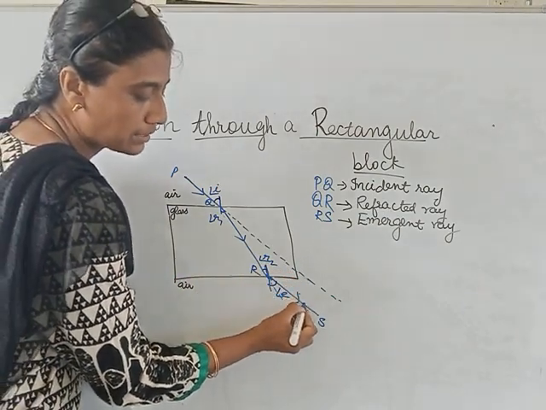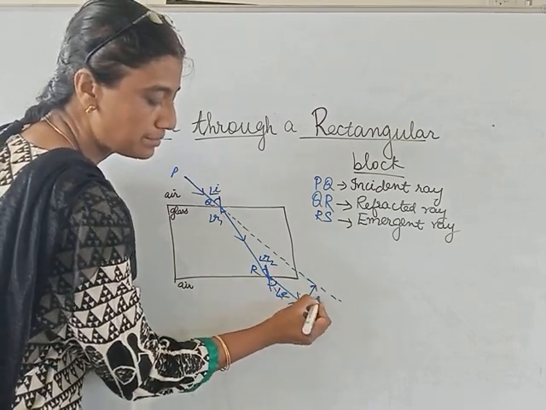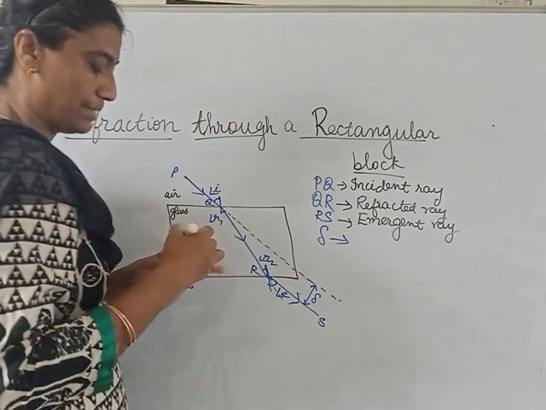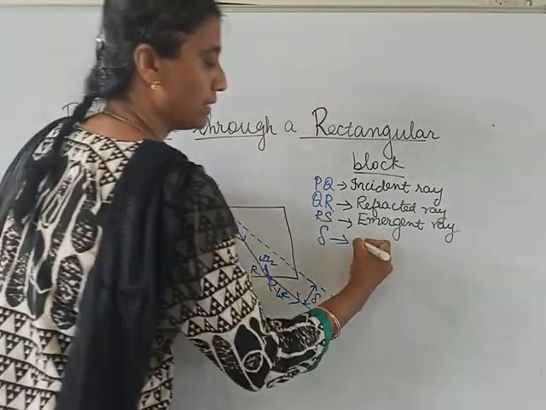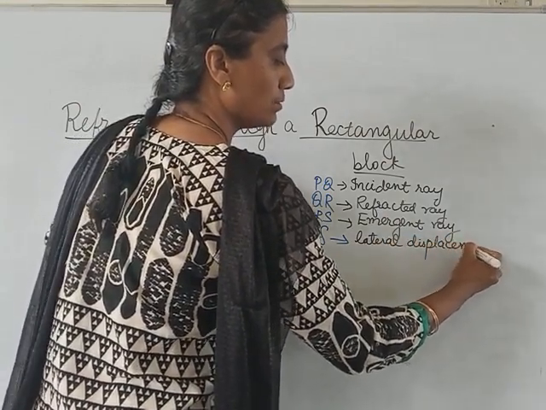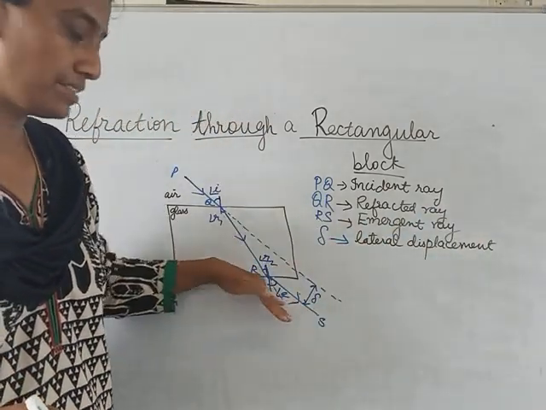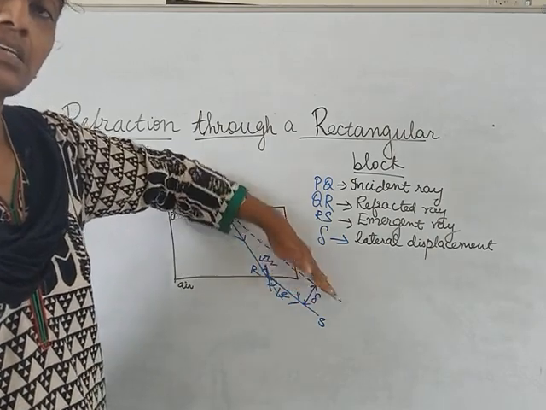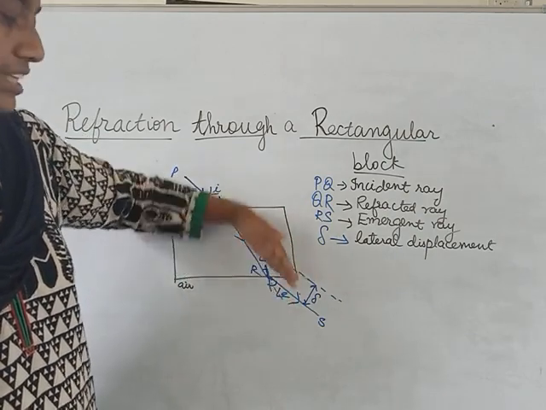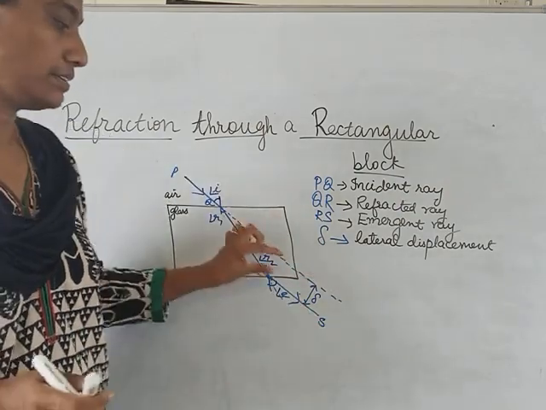Then the next thing is lateral displacement. If you measure the perpendicular distance between these two, that is given a name called lateral displacement. So the definition of lateral displacement is, it is the perpendicular distance by which the original ray has deviated from its original path. The perpendicular distance by which the original ray has displaced from its path and it's going in another path. That is called lateral displacement.